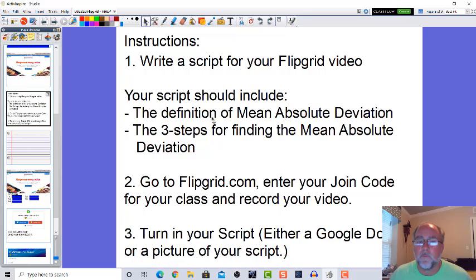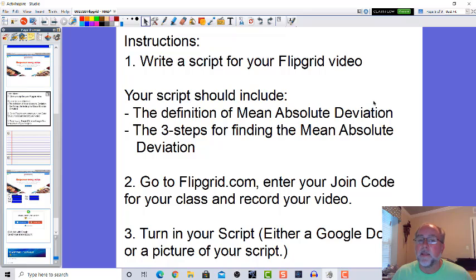Okay, we talked about that when we did mean absolute deviation, where we actually did the definition. We also talked about it on the test review, and we talked about it on the test. So I need you to look back in your notes and find the definition for mean absolute deviation. Then, in a complete sentence, write what the definition of mean absolute deviation is.